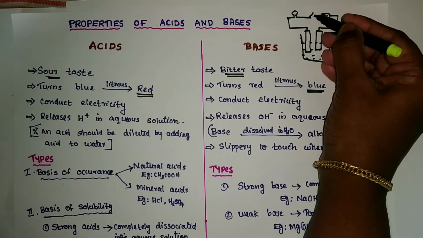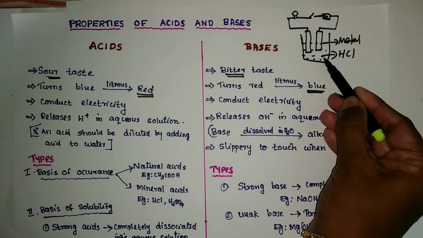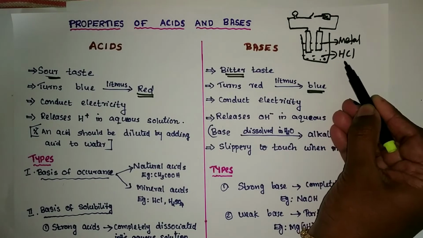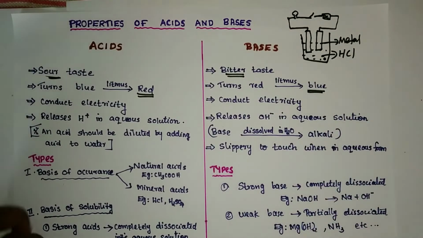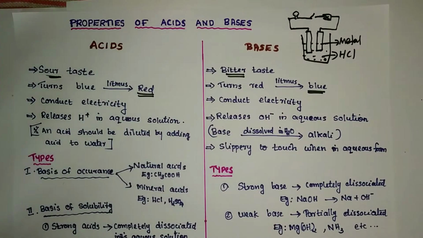So while you are turning on the switch, at that time this bulb starts glowing, which indicates that hydrochloric acid conducts electricity. Or if you are taking NaOH or any other bases also, it shows the same. So which indicates that acids and bases both conduct electricity.